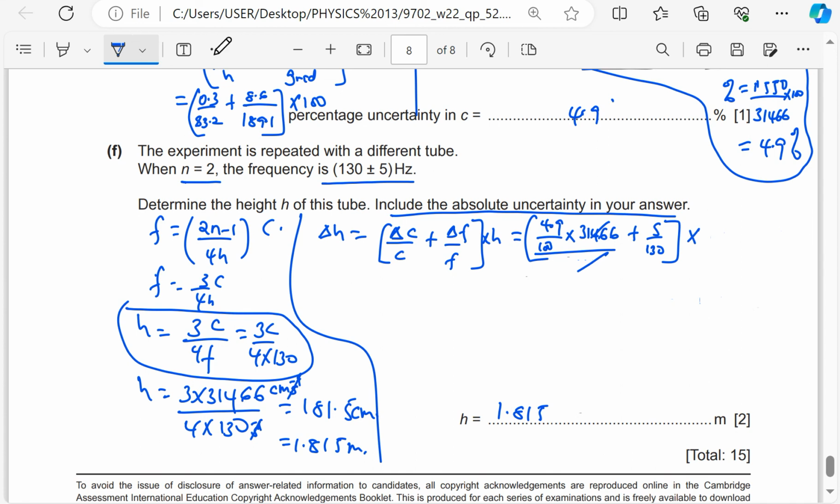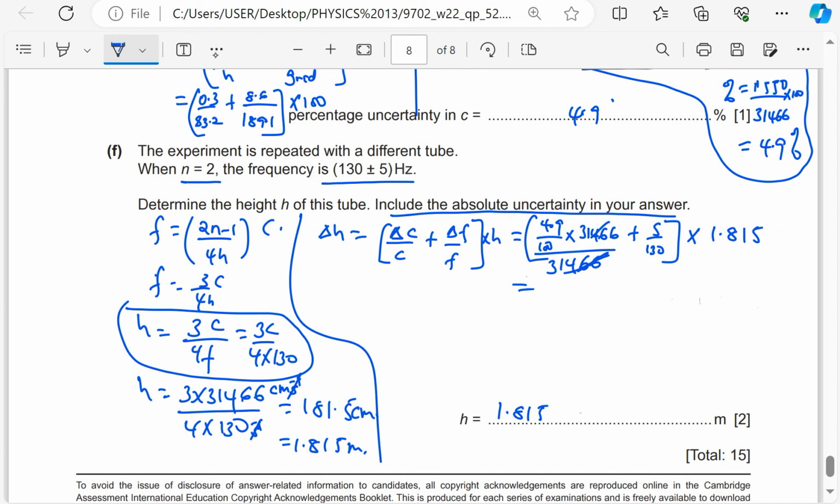So when I change here, I first change percentage to absolute. This should be 4.9 over 100, that is fractional. Then times the true value of C divided by the true value of C, which is 31466, so this one automatically cancels out. But here for H, I was multiplying the wrong value of H. So this is times 1.815.